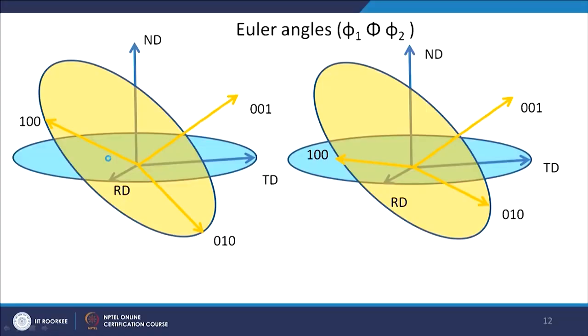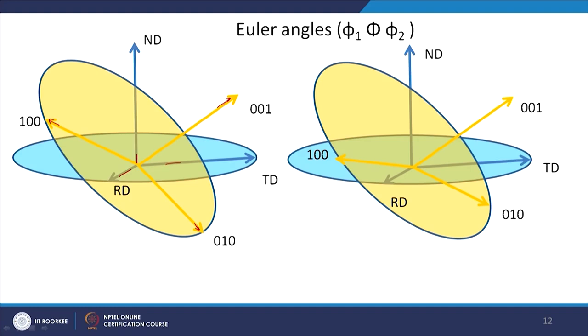Okay, so I'll show you how we understand ODF. But before going there, I'll first show you what we mean by Euler space or Euler angles. So basically it is like this: you have two frames. One is your sample frame, which is RD, TD and ND, and there is another frame which is your crystallographic axis. So you have 100 axis, 010 axis, and 001 axis.